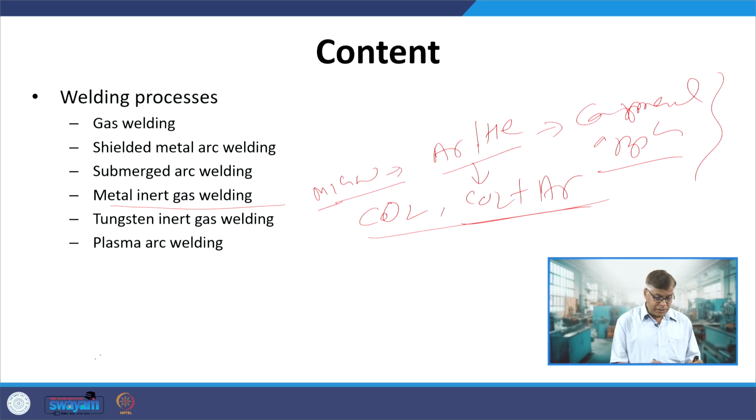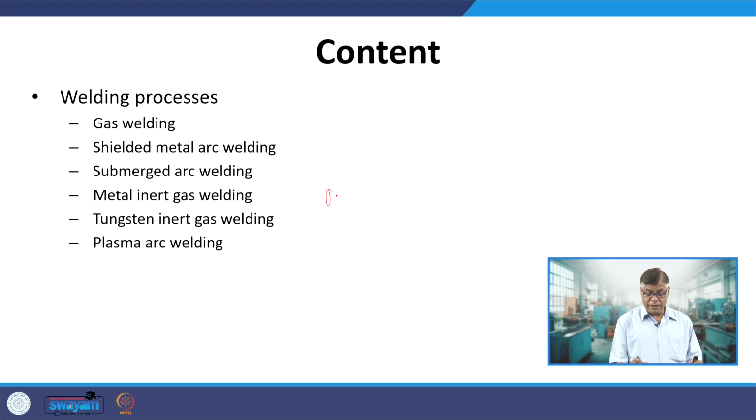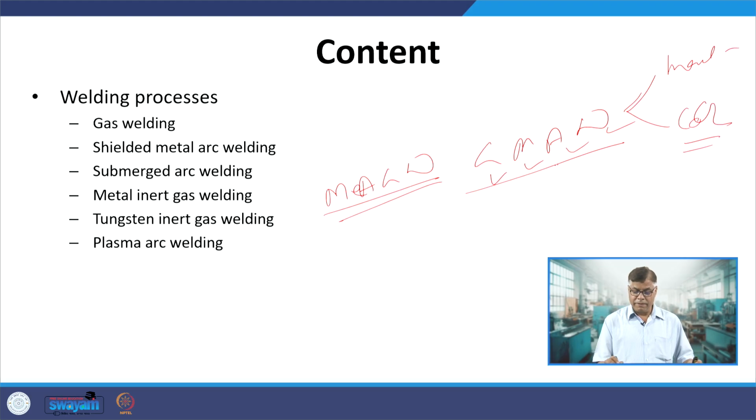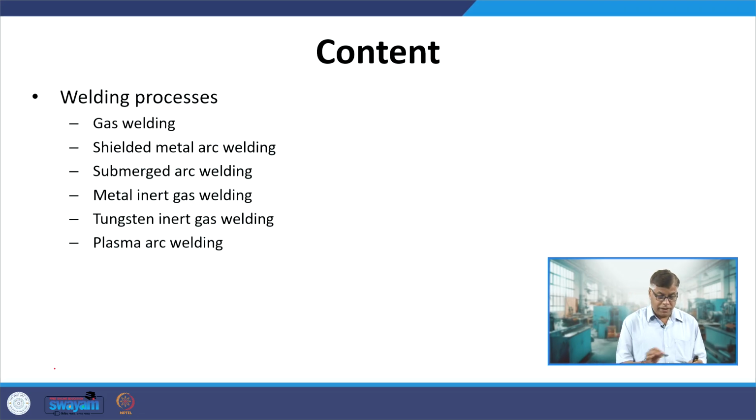So, when we use active gases like CO2, then we call it the MAG process instead of the inert gas process. The common name is GMAW, which stands for gas metal arc welding. So, this fits both inert as well as active gases like CO2. These are the various names through which these processes are known.